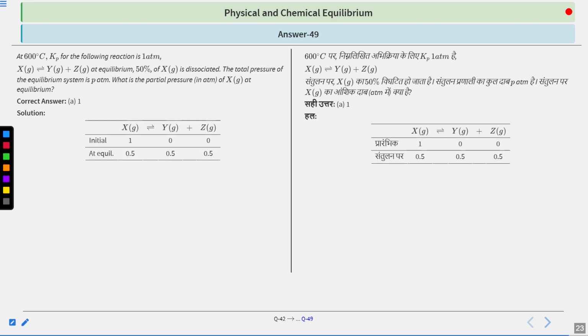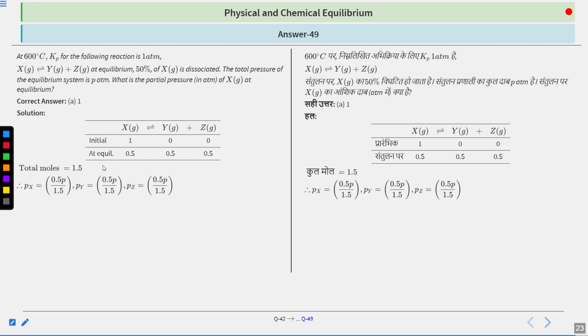So initially we have 1 mole of X and 0 moles of Y and 0 moles of Z. At equilibrium, 0.5 moles of X is there because 50% dissociation has occurred. So that gives us 0.5 of Y and 0.5 of Z. So total moles will be 0.5 plus 0.5 plus 0.5, that will give you 1.5. Now pressure of X is what? It is 0.5 P divided by 1.5. Pressure of Y is 0.5 multiplied by P by 1.5. Pz is 0.5 multiplied by P divided by 1.5.